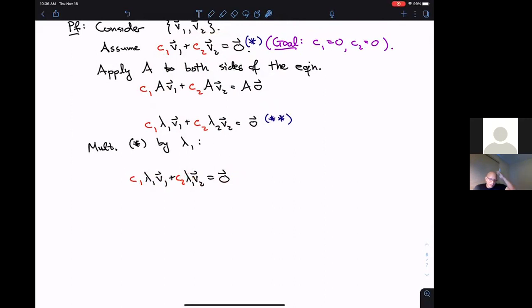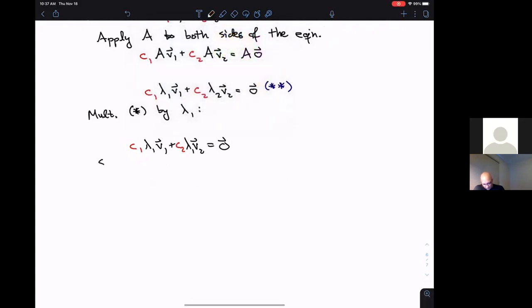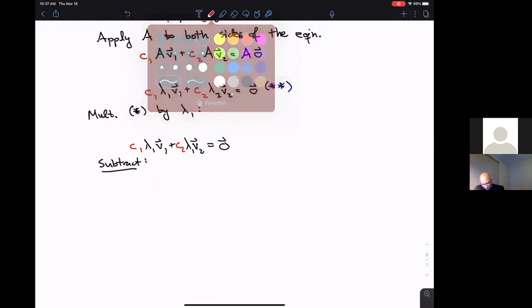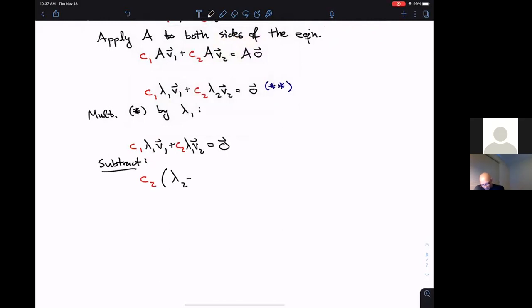And of course, on the right-hand side, the 0 doesn't care, right? Now, this equation I ended up with, what if I took the equation double star and the equation I just ended up with and subtracted those from each other? Okay, so if I subtract these, what I end up with is, well, these first terms will cancel, right? C1, lambda 1, V1 are identical. These cancel. And what I'm left with is something that looks like this. So I have C2 times lambda 2 minus lambda 1 V2 equals, and then 0 minus 0 is still 0.